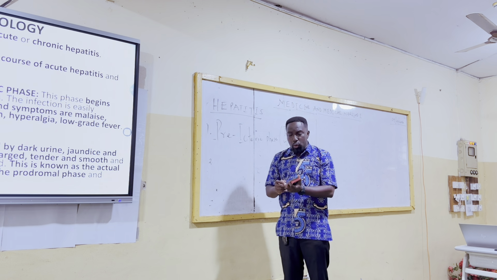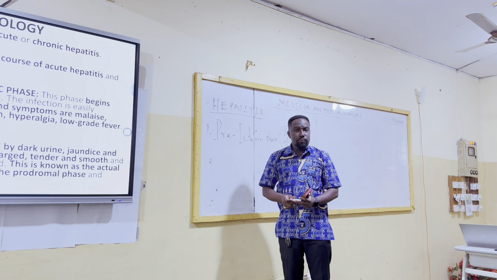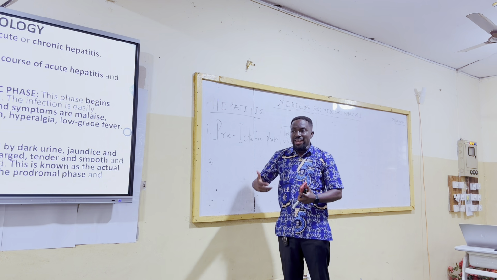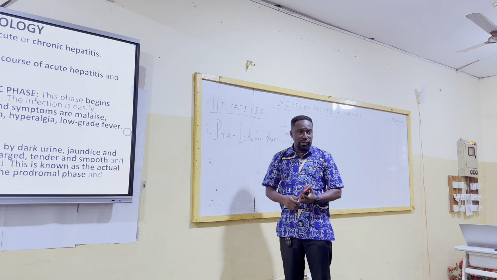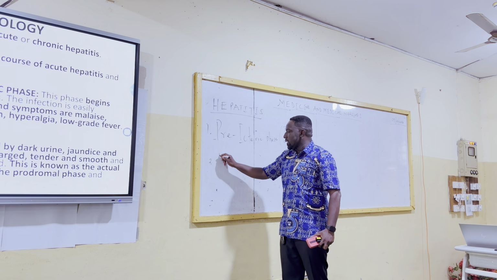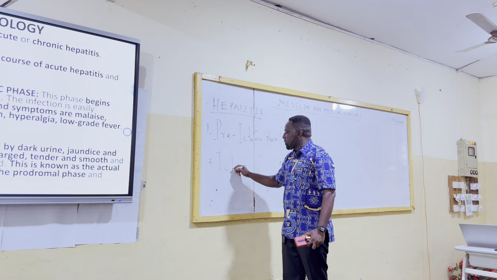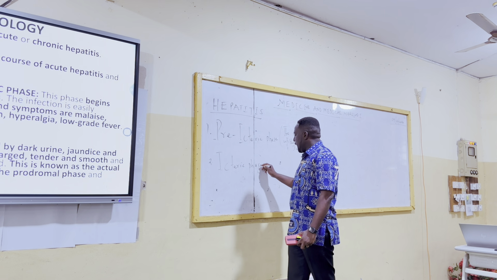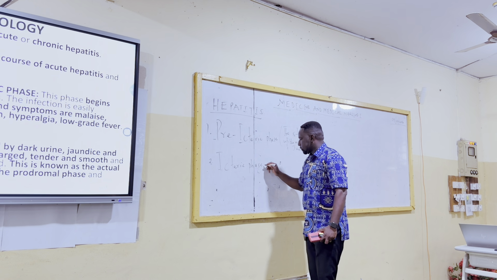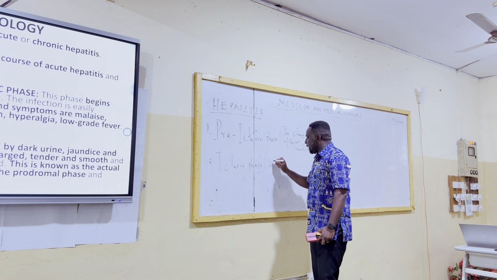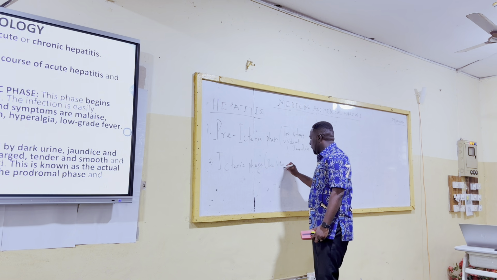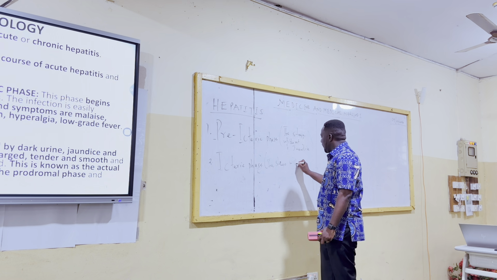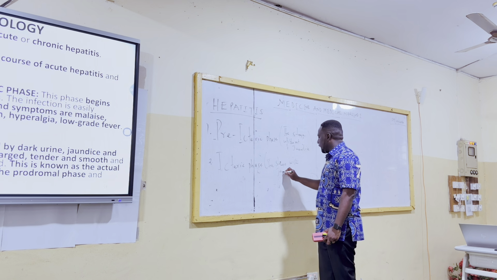But when the disease progresses, and then there's massive destruction of the liver hepatocytes, then the individual will begin to have what? Jaundice. And the stage with jaundice is called the icteric phase. That is the stage with jaundice.